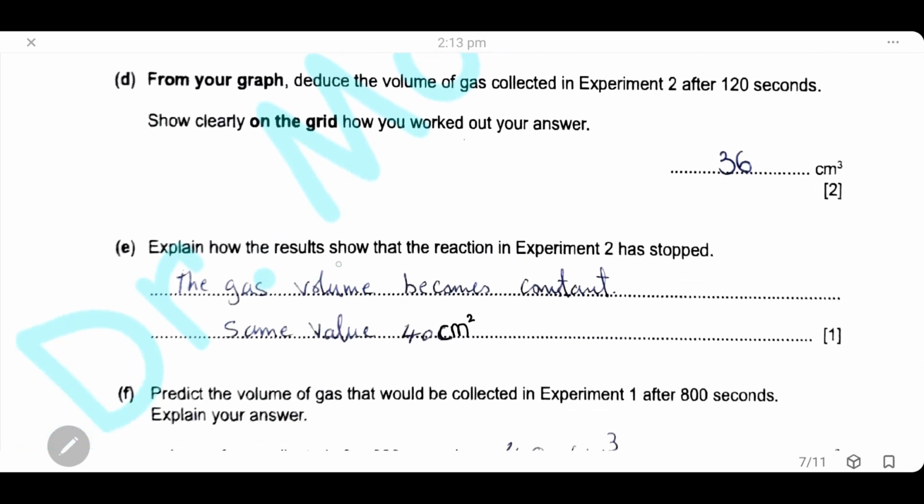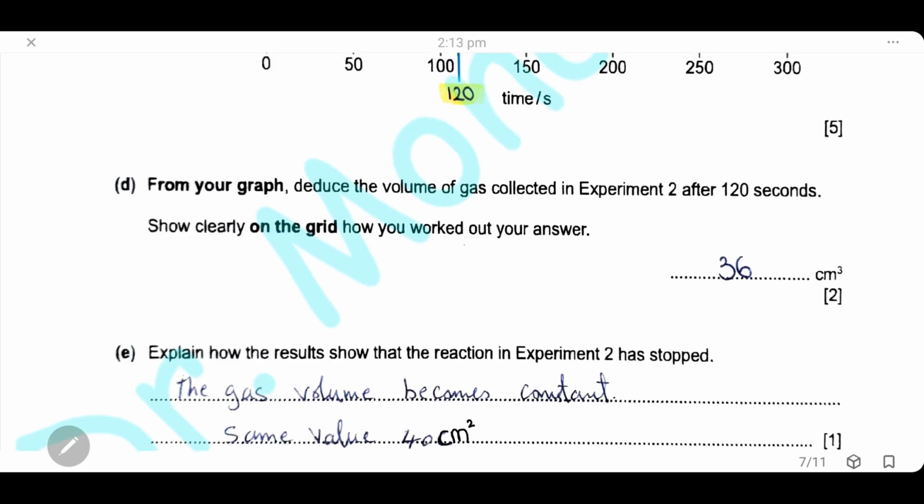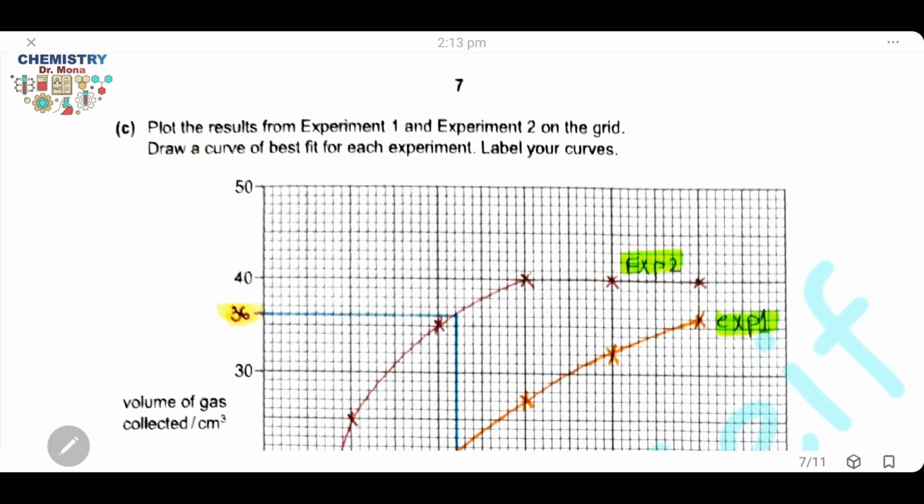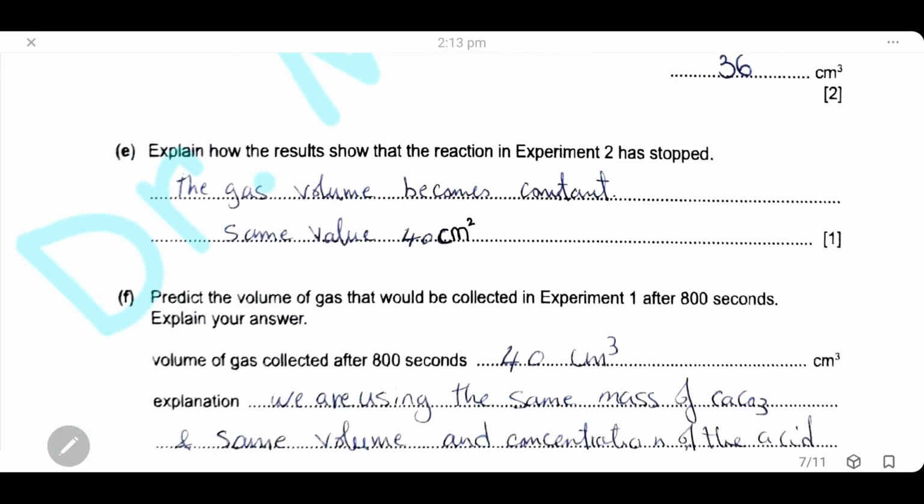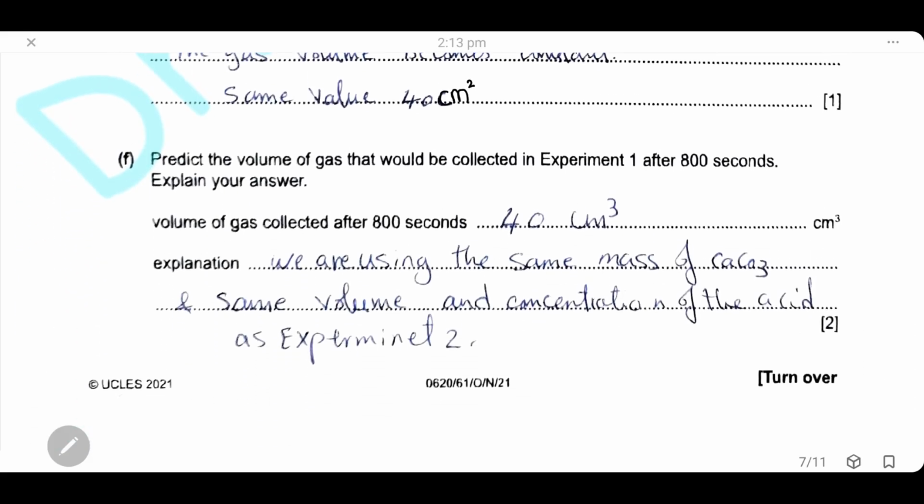Explain how the results show that the reaction in experiment 2 has stopped. The reaction has stopped because the gas volume becomes constant. We collect the same volume, which is 40 cm³, 3 times, so the reaction has stopped. Predict the volume of the gas that would be collected in experiment 1 after 800 seconds. Explain your answer. The volume of gas collected after 800 seconds is also 40 cm³ because we are using the same mass of calcium carbonate, the same volume and concentration of the acid as in experiment 2, so the maximum volume that can be collected is 40 cm³.